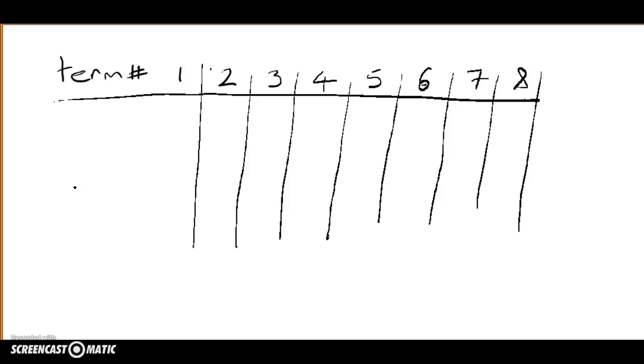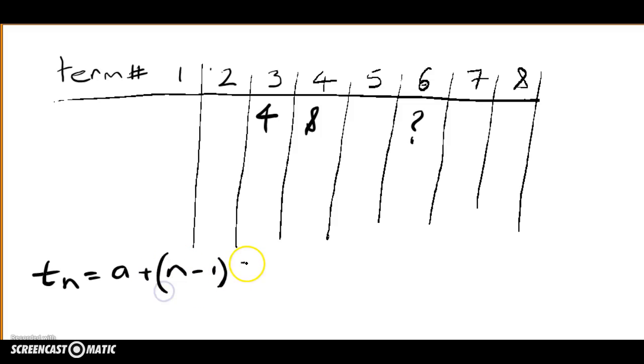Okay, now I need my table. So it says here that the third term is 4 and the fourth term is 8. So then the question asks for the sixth, what is the sixth term, and also asks for to write down a general equation. This is question 2 from the same exercise. Right, I know that the general term is going to look like this: a plus n minus 1 times d.